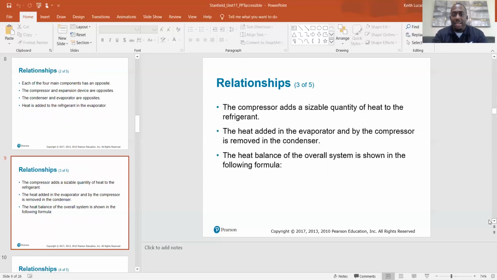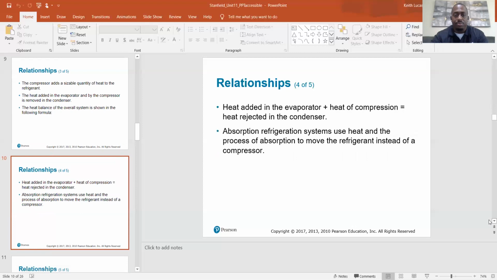The compressor adds a sizable quantity of heat to the refrigerant. The heat added in the evaporator and by the compressor is removed in the condenser. The heat balance of the overall system is shown in the following formula. Heat added in the evaporator plus heat of compression equals heat rejected in the condenser.